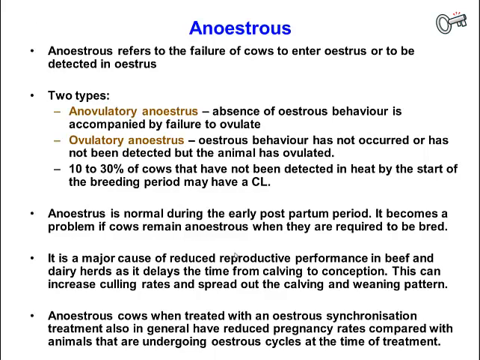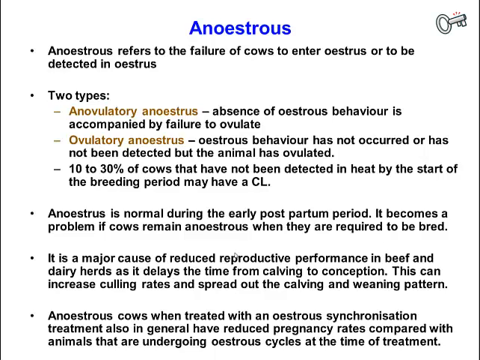Definition of anestrus, it really refers to cows that do not show signs of estrus at all during the expected time. So we normally expect non-pregnant cows to show estrus every 18 to 24 days, approximately every 3 weeks. And if they fail to do that and they're not pregnant, then they would be regarded as anestrus, that is, failure to show behavioural signs of estrus.